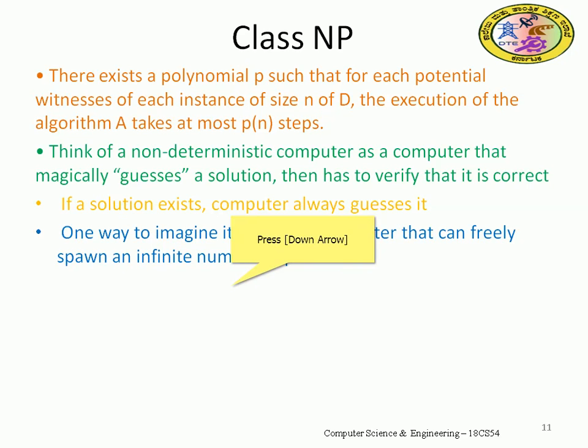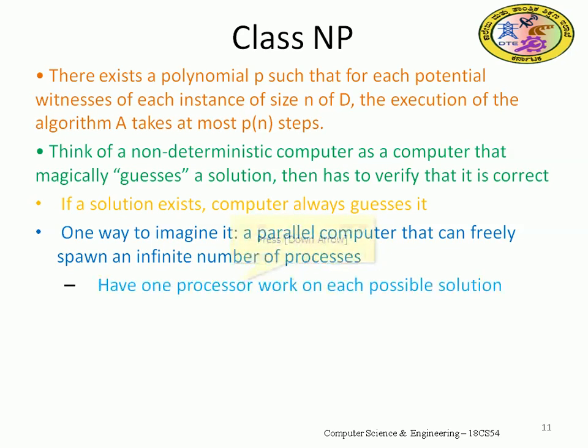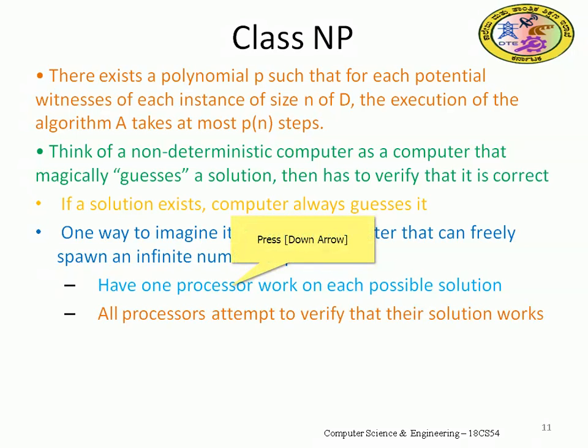One way to see this is a parallel computer able to generate an infinite number of processes. Those processes perform the minor tasks, with one processor working on each possible solution. All processors attempt to verify whether there is a solution that works. So a huge number of processors take birth in a parallel computing environment, and each process looks after a particular task, among a huge or sometimes countable number of tasks.